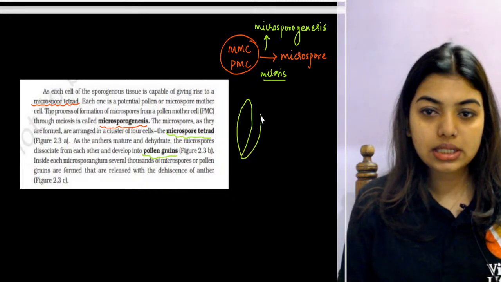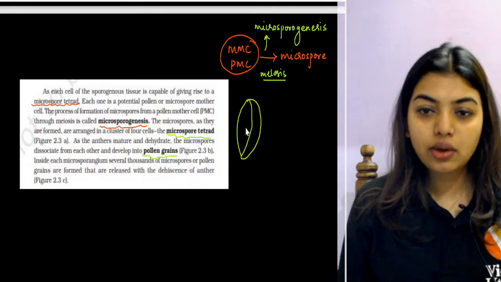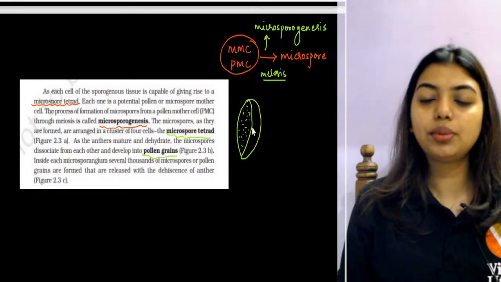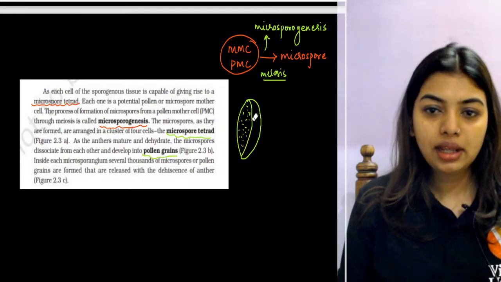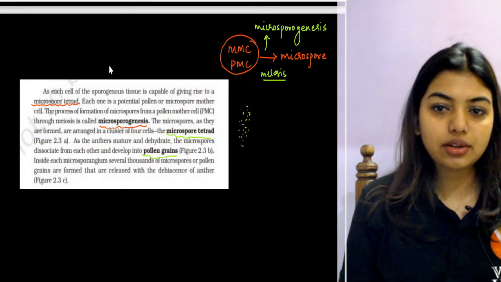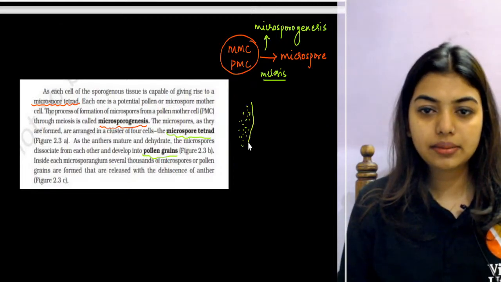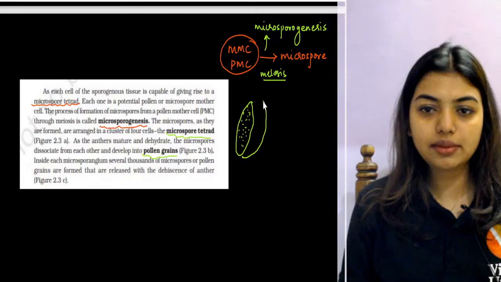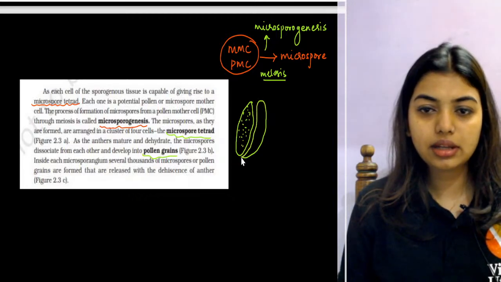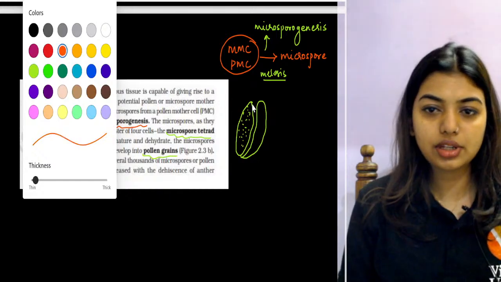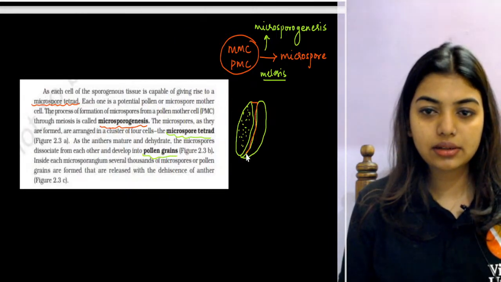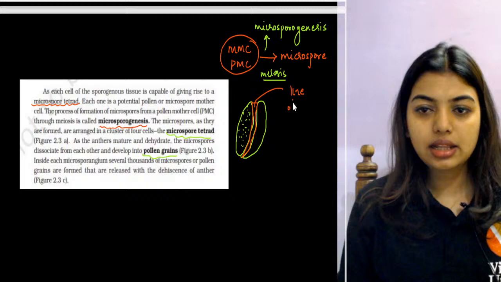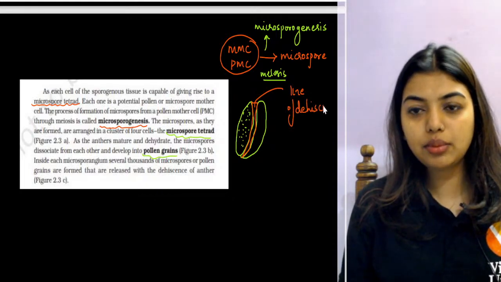See, this is an anther. Yes or no? This is an anther. Now inside this, so many pollen grains are formed. What is going to happen? They are going to dehisce. Obviously they are not going to dehisce like this. They will dehisce, which means there will be a line of dehiscence. Let's consider this OD to be the line of dehiscence. Okay, like this. So this dehiscence is also helped by who?